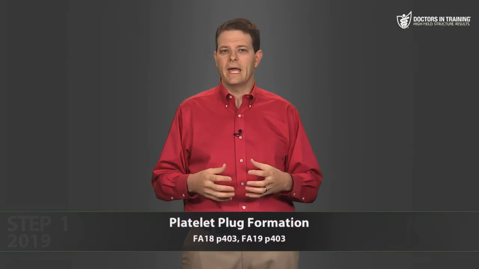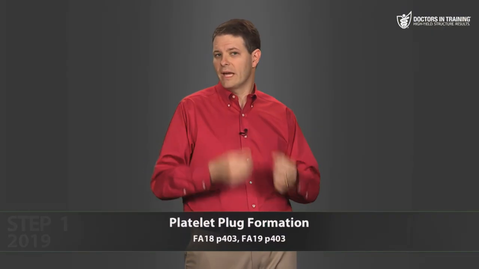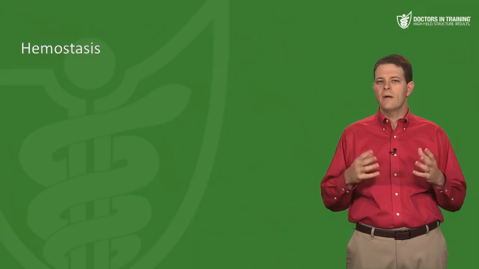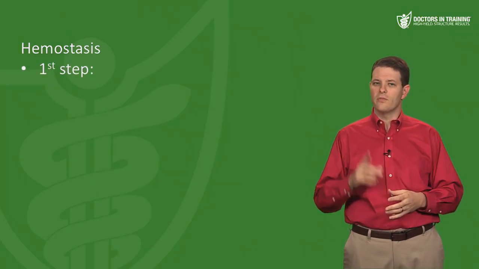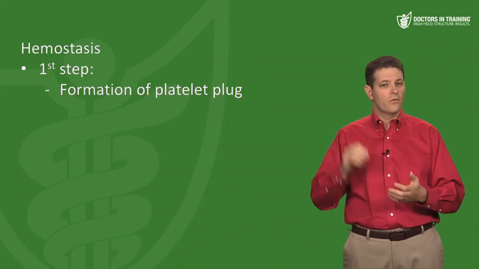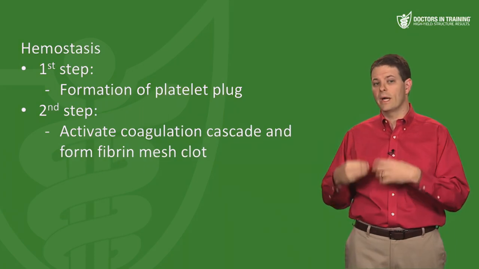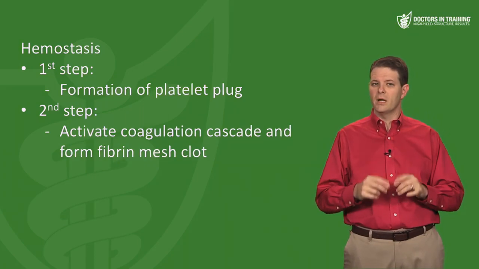Platelets work hand in hand with the coagulation cascade. And remember, the end product of the coagulation cascade is a fibrin clot or fibrin mesh. That fibrin clot is the more permanent blood clot. But that takes a little time to form, so the very first step in hemostasis is the formation of a platelet plug. So first you plug the hole with platelets, and then the second step is to activate the coagulation cascade and form the fibrin mesh clot. But the platelet plug comes first.